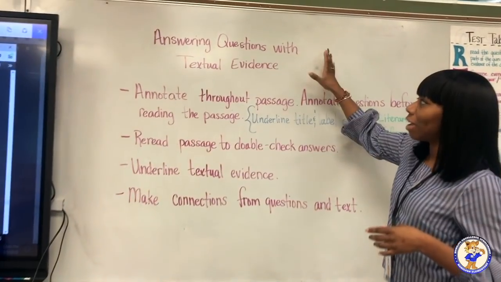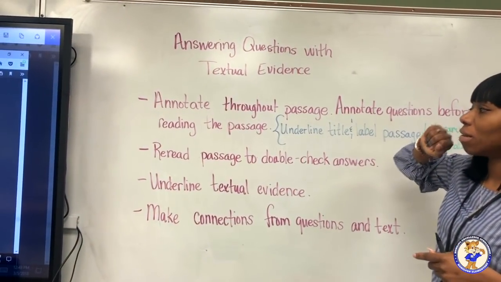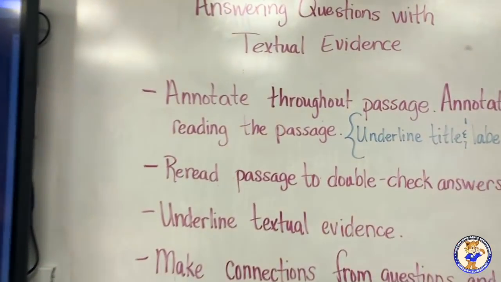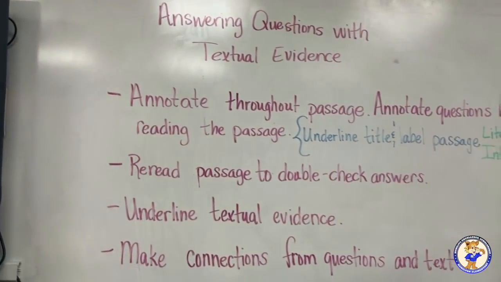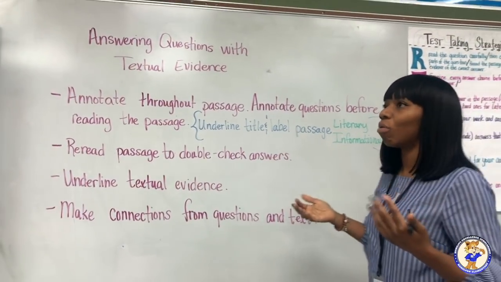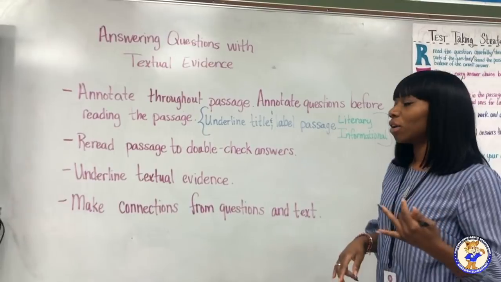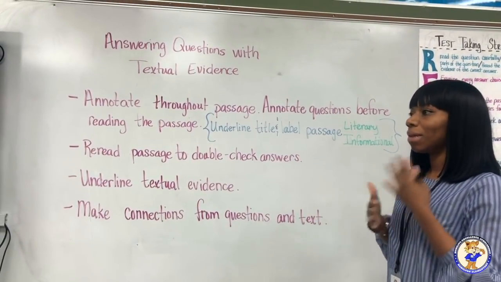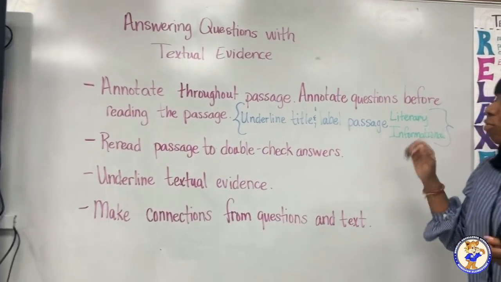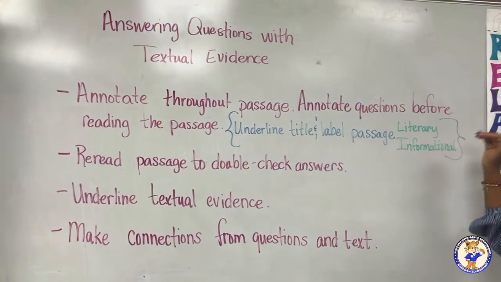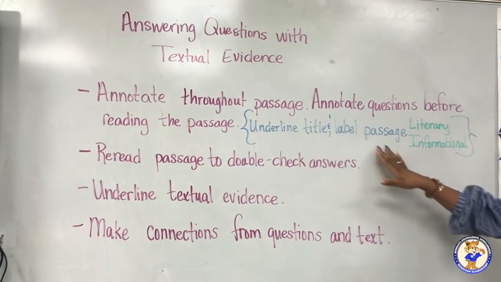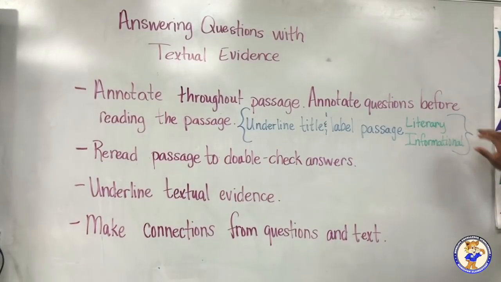And it says answering the questions with textual evidence. One of the main things we teach the students to do is to annotate. Annotate is really just giving those simple notes, writing those simple notes throughout the text so that you know what you're reading for understanding, and you are not missing any of the most important parts of the text. It says annotate throughout the passage. Annotate questions before reading the passage. Underline title and label passage either literary or informational.